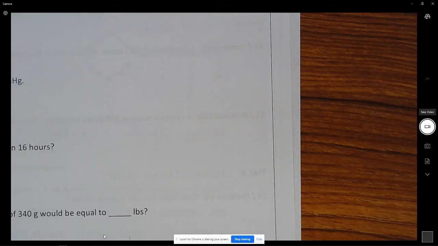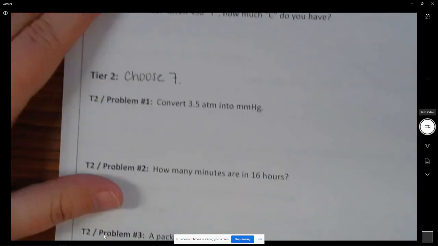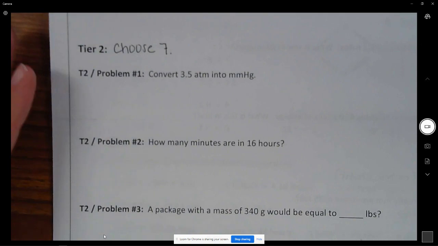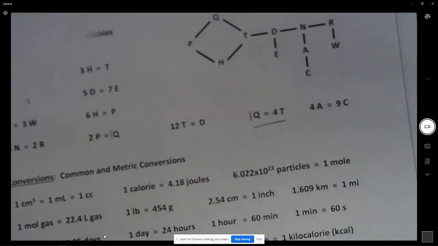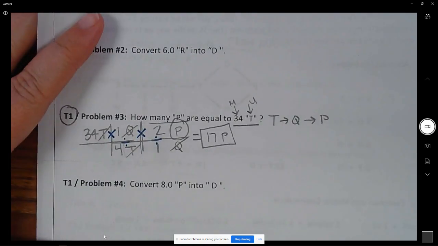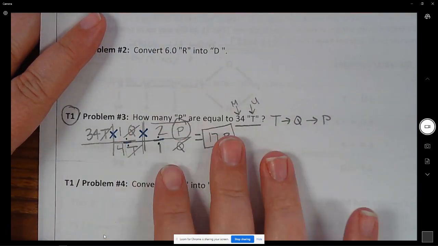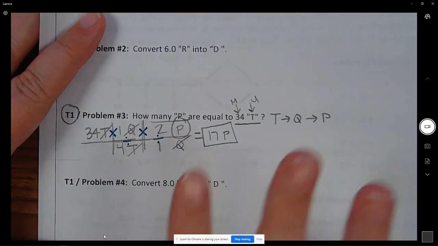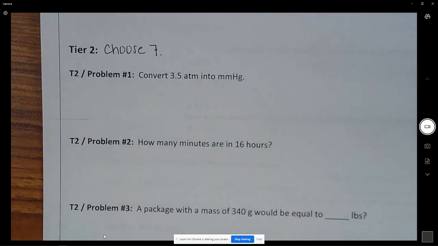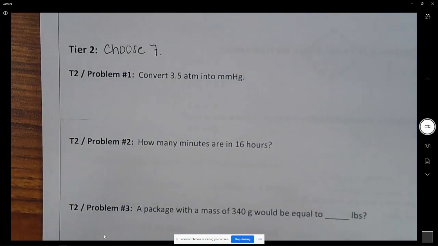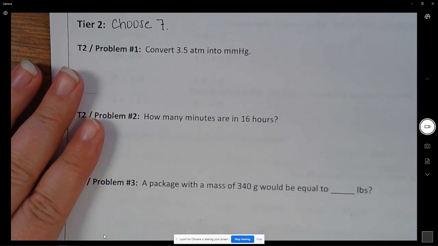Okay, so now we're going to move on to tier 2 problems. Tier 1 problems were the abstract ones, just kind of getting you into the hang of how to do this. They were made up to help you out with figuring out how to do this. Now that we know the process, we're going to be doing true conversions. So actual conversions, that's what we're going to be doing now.